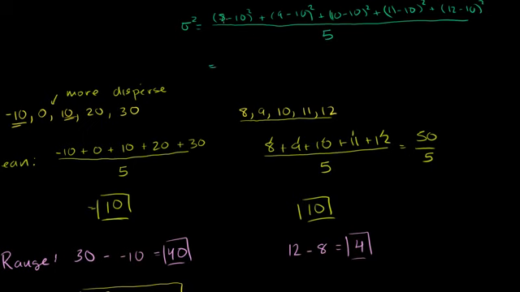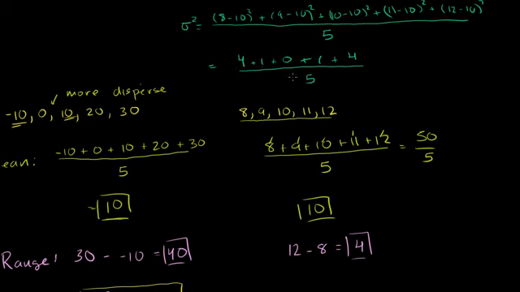So this is going to be equal to 8 minus 10 is negative 2 squared is positive 4. 9 minus 10 is negative 1 squared is positive 1. 10 minus 10 is 0 squared, you still get 0. 11 minus 10 is 1 squared, you get 1. 12 minus 10 is 2 squared, you get 4. And what is this equal to?